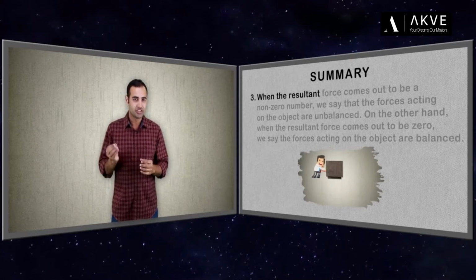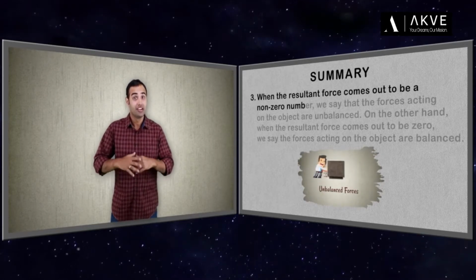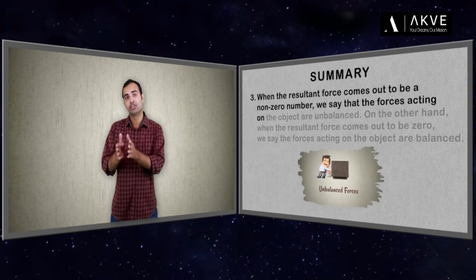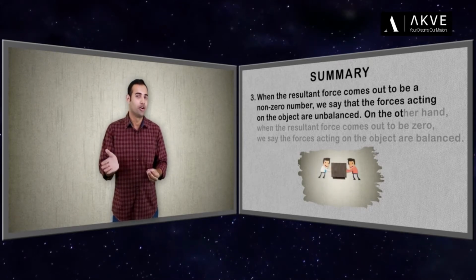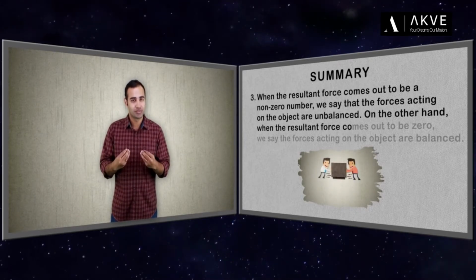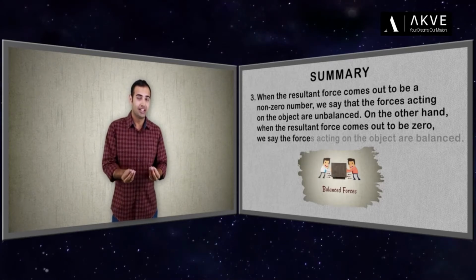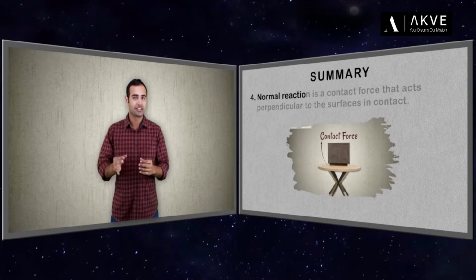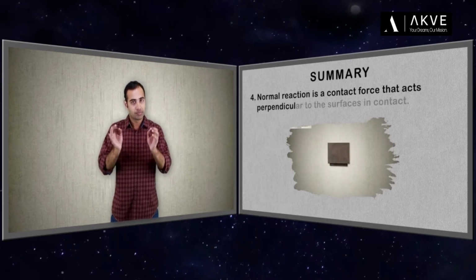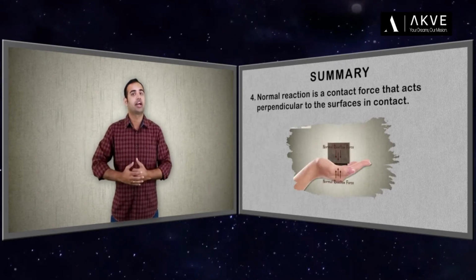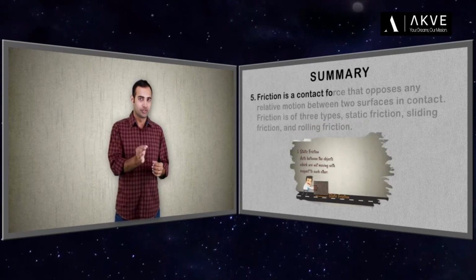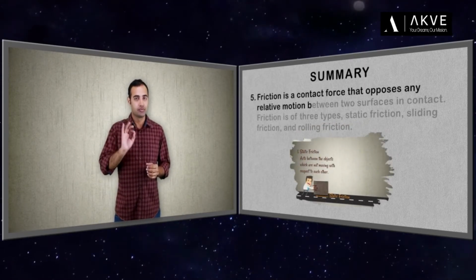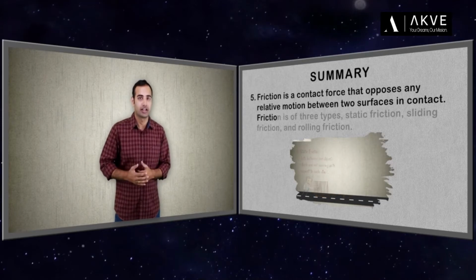When the resultant force comes out to be a non-zero number, we say that the forces acting on the object are unbalanced. On the other hand, when the resultant force comes out to be 0, we say that the forces acting on the object are balanced. Normal reaction is a contact force that acts perpendicular to the surfaces in contact. Friction is a contact force that opposes any relative motion between two surfaces in contact.